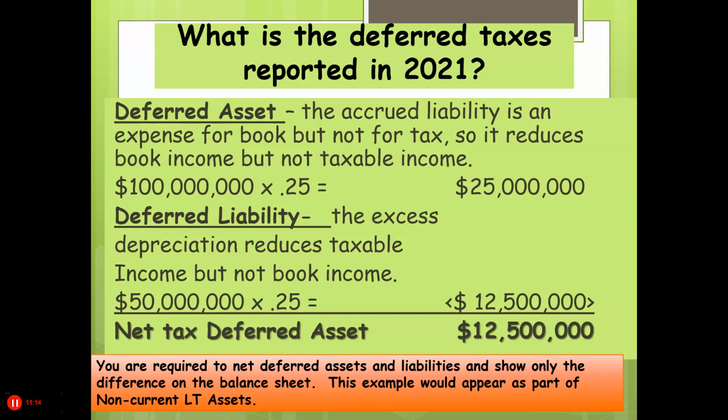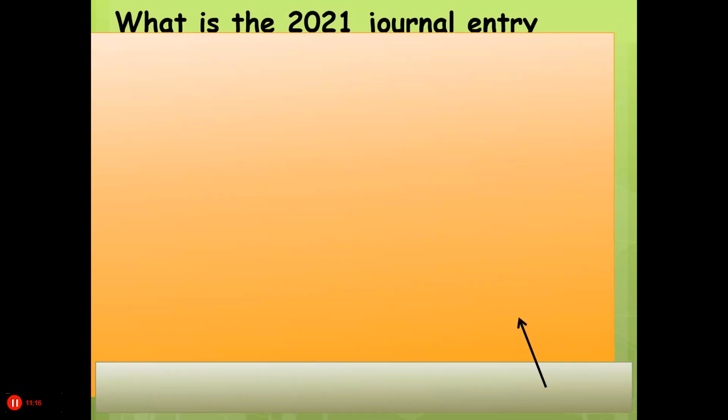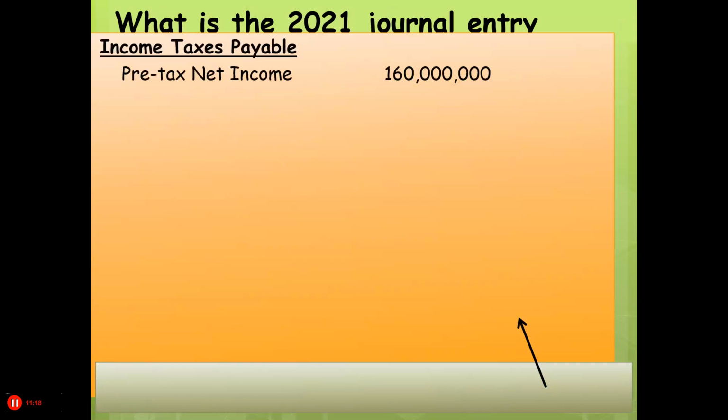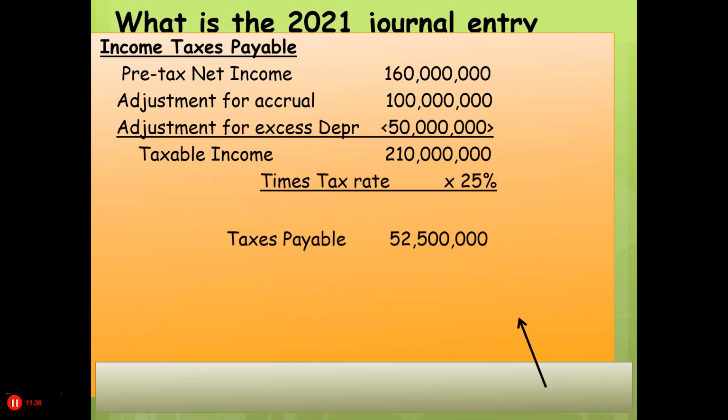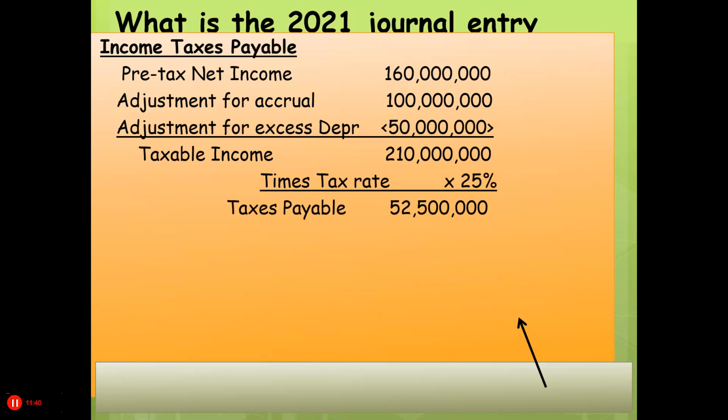Now what's our 2021 journal entry? Income taxes payable. Our pre-tax net income is $160 million. We have to add back in that accrual, and we have to back out our excess depreciation that's over what we've done on our books. So that gives us taxable income of $210 times the tax rate, which means our taxes payable is $52,500,000. Now our journal entry.